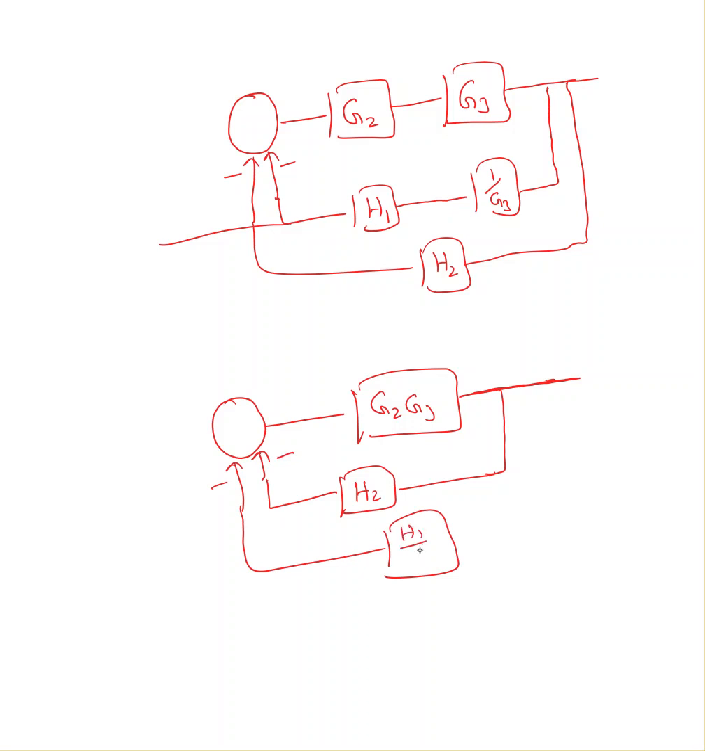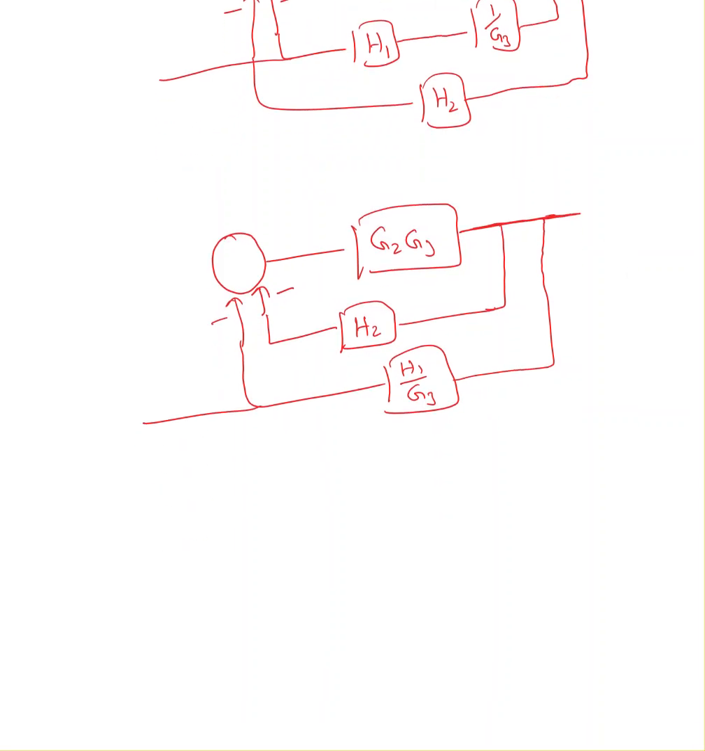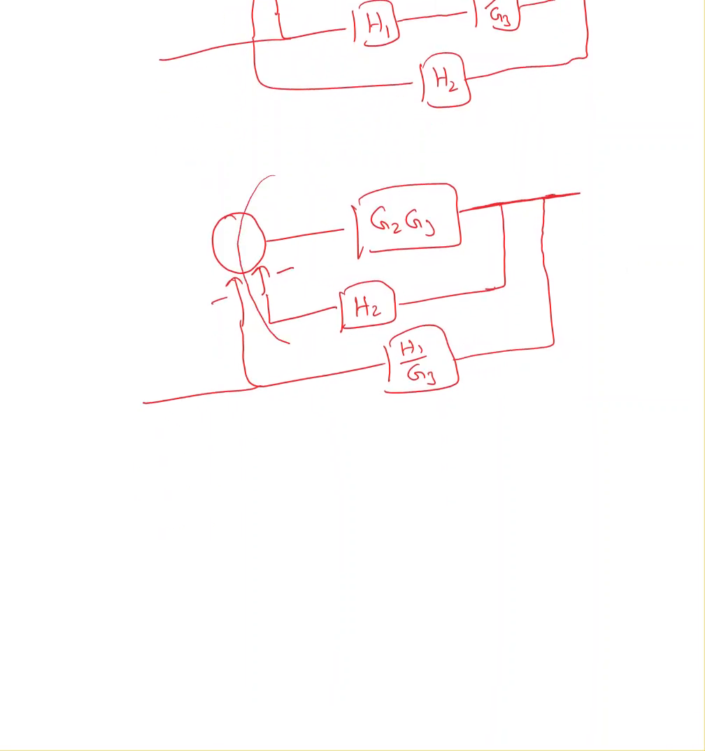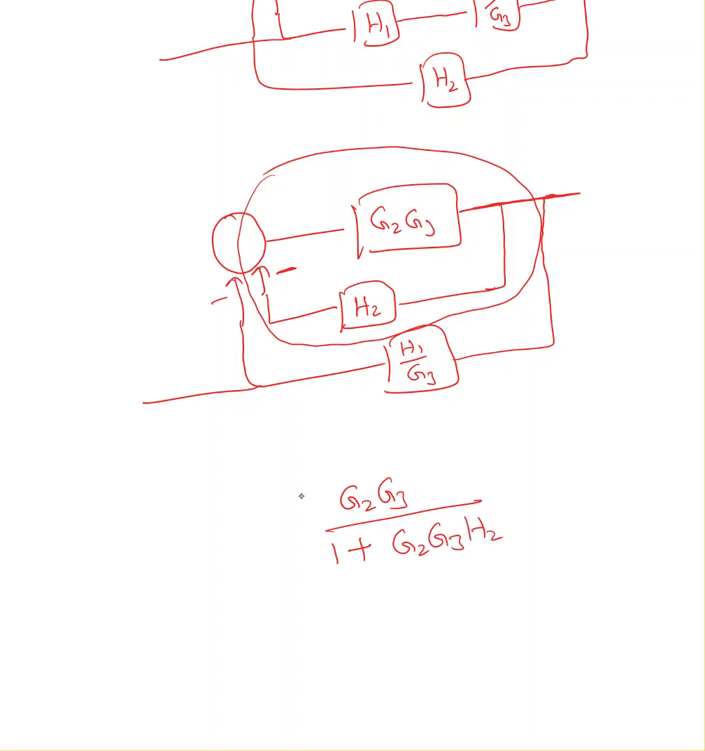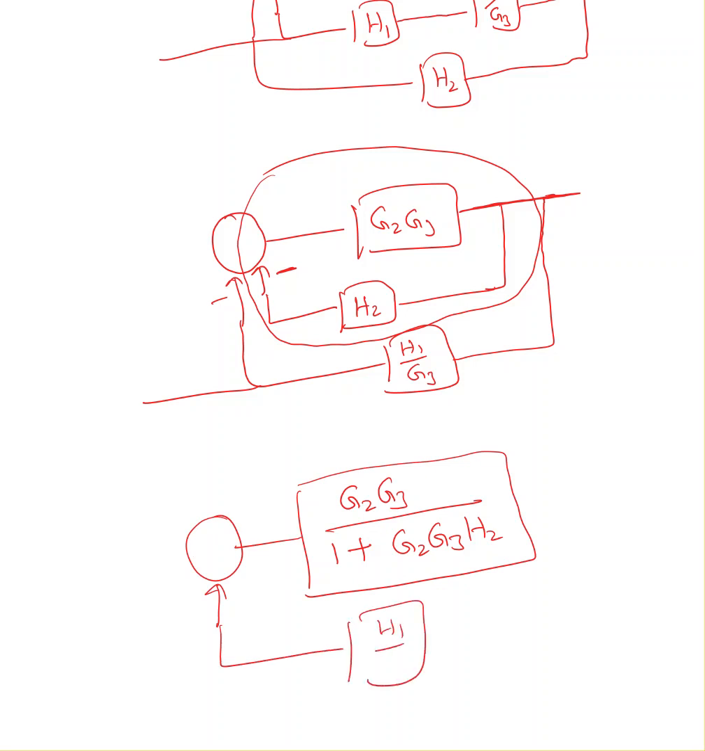This one is H1 over Z3. This H1 is going to go further. Now I'm going to simplify this. It's just a feedback signal, so you need to practice that. That will be Z2 times Z3 over 1, and if we have minus there, you have to have plus there: 1 plus Z2 Z3 H2. So this is one complete block with H2 feedback. Now I have H1 over Z3.